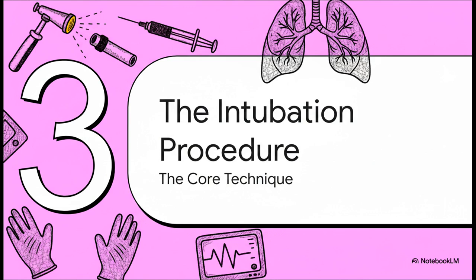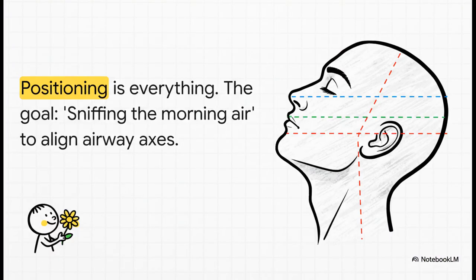We've done our homework, we've done our prep, and now it's time to get into the core technical skill. Before you do anything else, you have to remember this. Positioning is everything. The classic sniffing the morning air position. What's the goal here? It's all about lining up the airway axes, your mouth, your throat, your larynx. The idea is to create the straightest possible line of sight right down to the vocal cords.